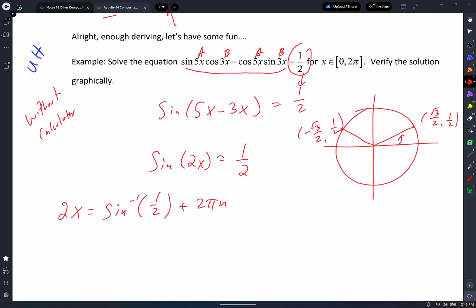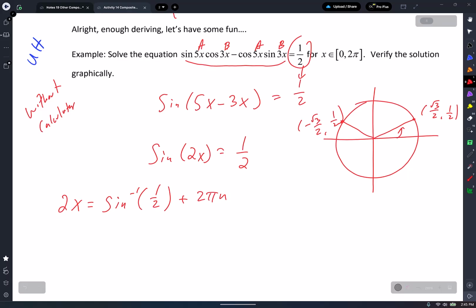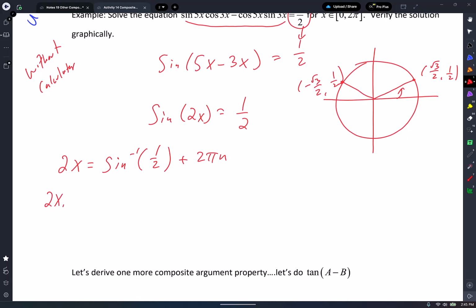What's this first coordinate in radians? Pi over 6. Pi over 6 plus 2 pi n. Semicolon. What's my next coordinate in radians? 5 pi over 6.